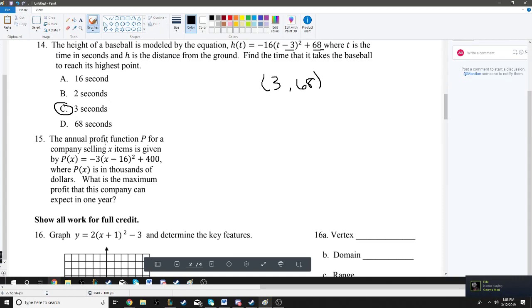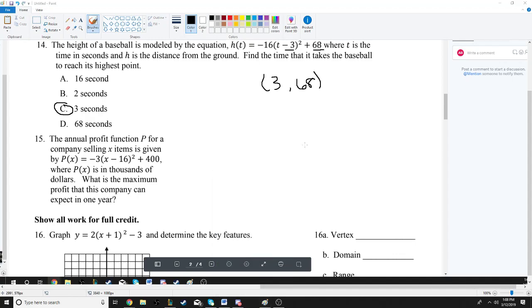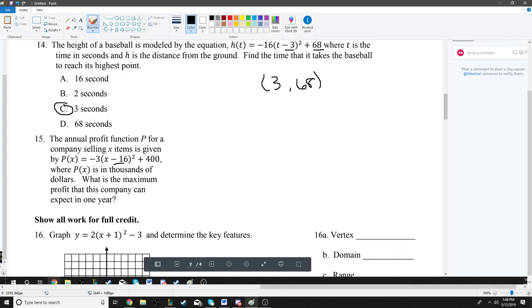The annual profit function P for a company selling X items is given by this function, where P of X is in thousands of dollars. What is the maximum profit that this company can expect in 1 year? So the vertex, again, you just look at these values. The vertex is at 16, 400. And therefore, the maximum profit is just 400, $400,000.